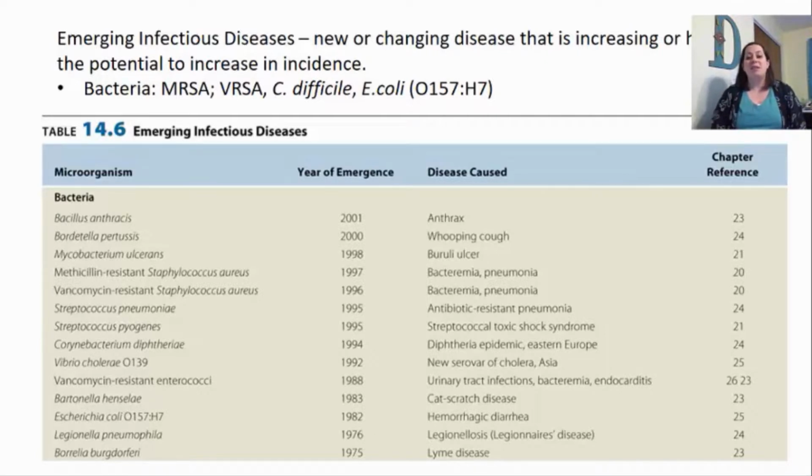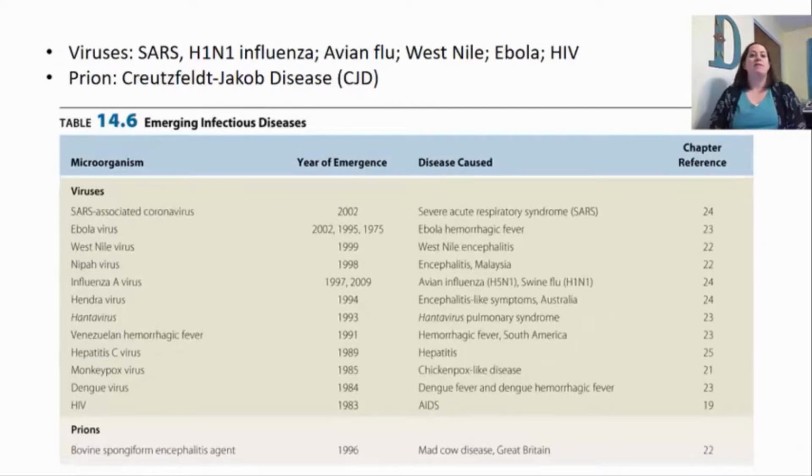You'll notice that some of these emerging diseases are as old as back in the 1970s. The issue, though, is we want to still watch for them, because if they start to come back and be an issue, then they can be a problem very quickly. Some examples of this are MRSA, VRSA. We also see Clostridium difficile, also known as C. diff, and a certain strain of E. coli. There are some other viruses that are also on this list, as well as some prions.